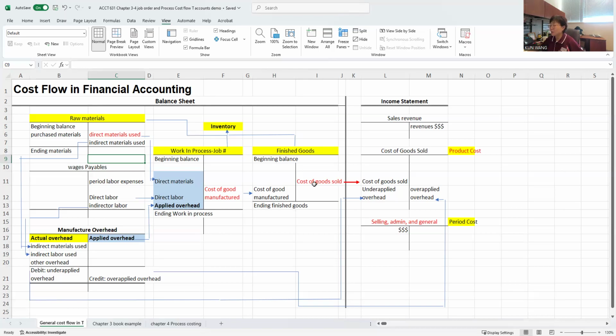So for an asset account, the general formula or common structure is you have a beginning balance, add the new items, like newly purchased materials, newly added manufacture cost, or the newly finished products.